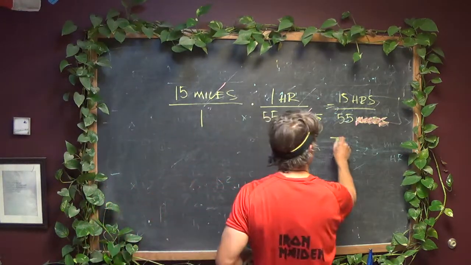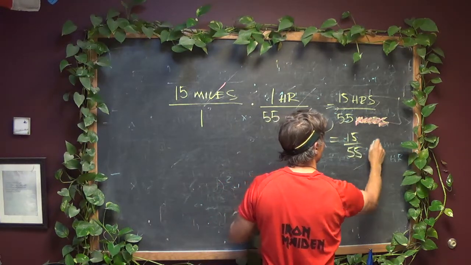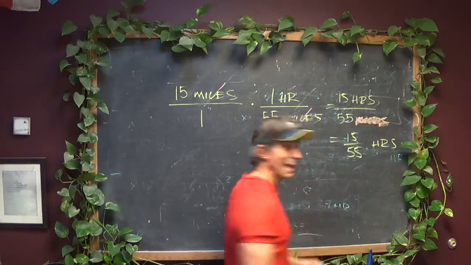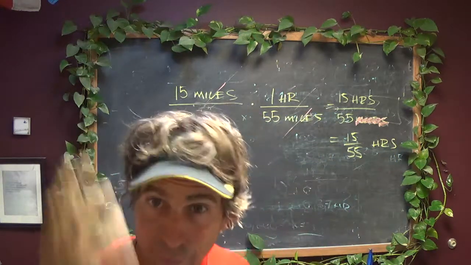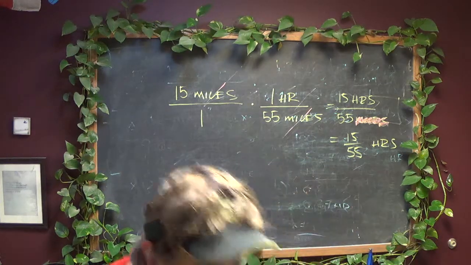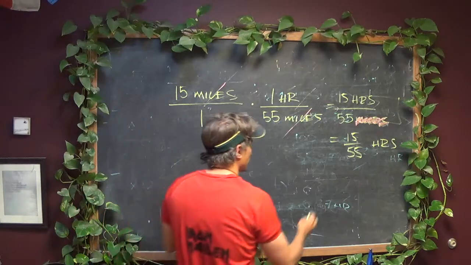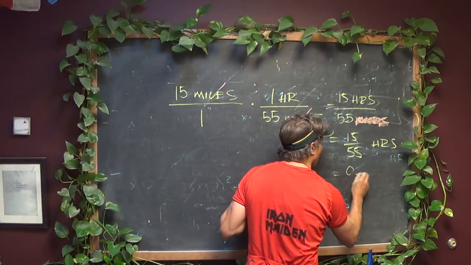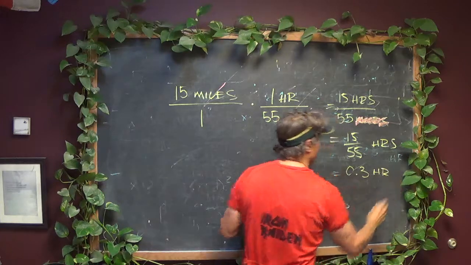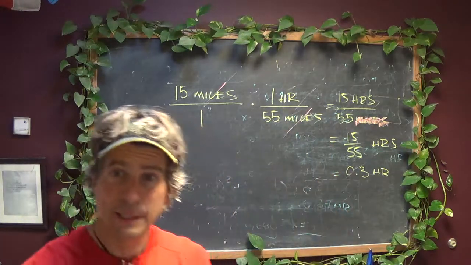Don't worry, it's just 15 hours over 55, which means you do 15 divided by 55 hours, which is less than 1 hour, which of course you knew it was going to be. So we're going to do 15 divided by 55, and we end up with 0.27 repeating. So let's make this easy and call this 3/10 of an hour. 3/10 of an hour. And I'm going to give you a hint before I send you off on the rest of this.